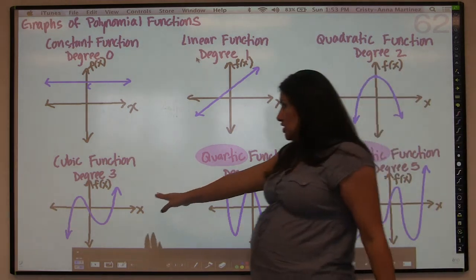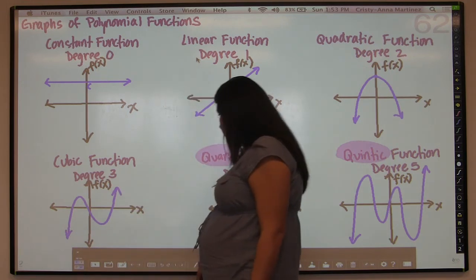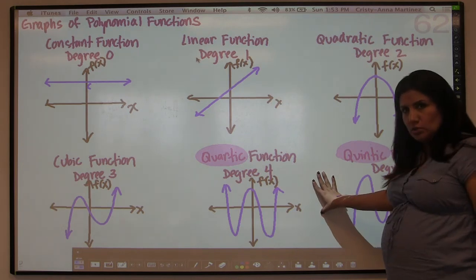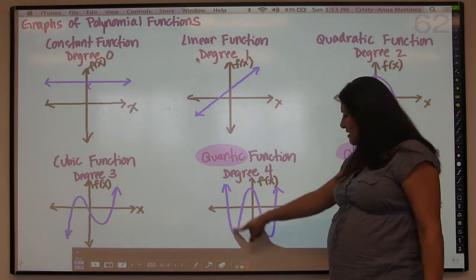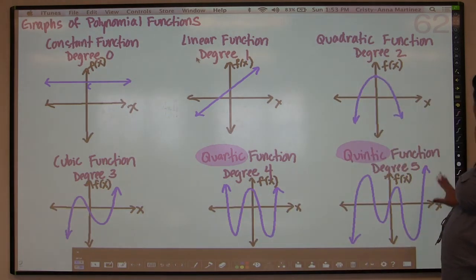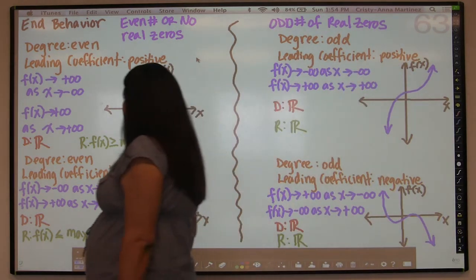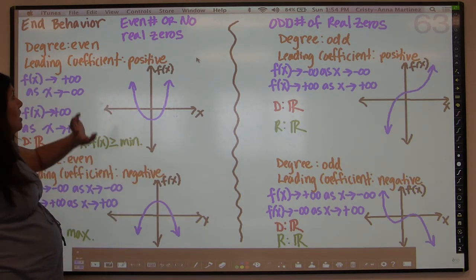You have your cubic function, degree 3. And so your cubic function kind of does this little guy. And then we have the two new ones, which are the ones that are highlighted here. Quartic functions would be degree 4, so x to the 4th power. And that would look like this, kind of like a W. And then you have a quintic function, which is degree 5, and it would look something like this. All right? So we also want to talk about the end behavior of polynomial functions. So each of these functions is just a generic example of even and odd.